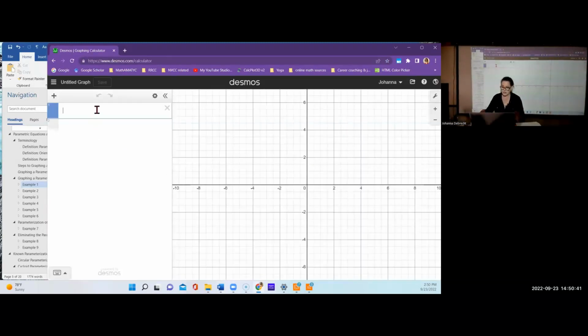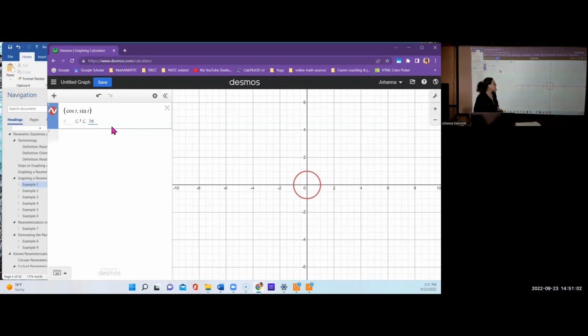So we're going to put in cosine of t, sine of t, and close the parenthesis. Notice that it defaults to 0 to 1. I want it to go 0 to 2 pi. So I enter 2 pi, and I don't have to hit enter. It just automatically converts pi to the pi symbol.